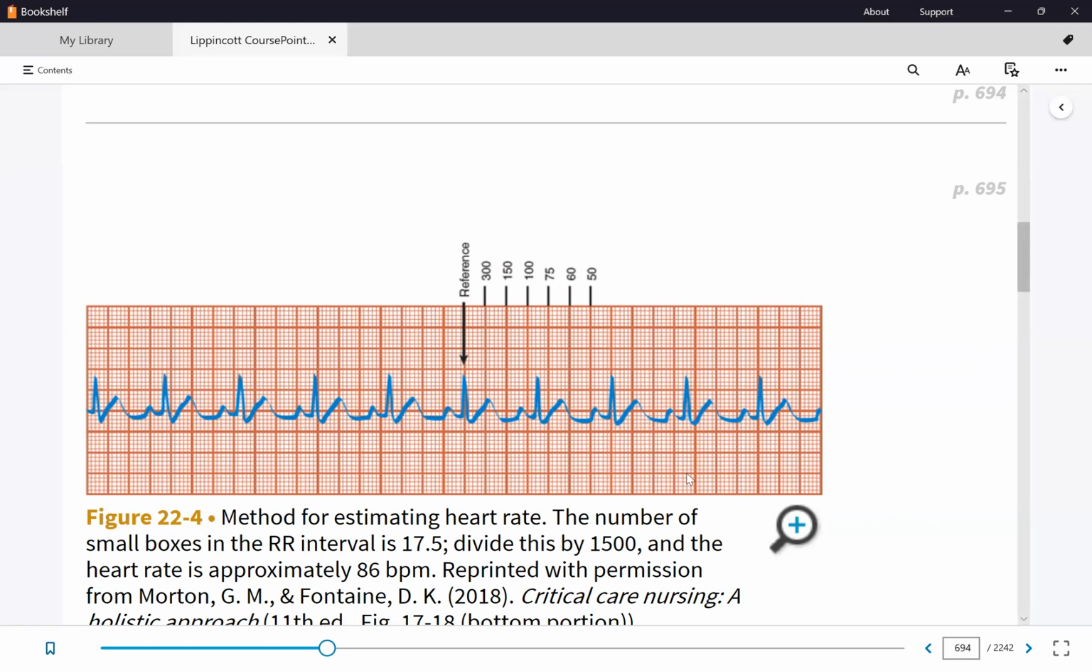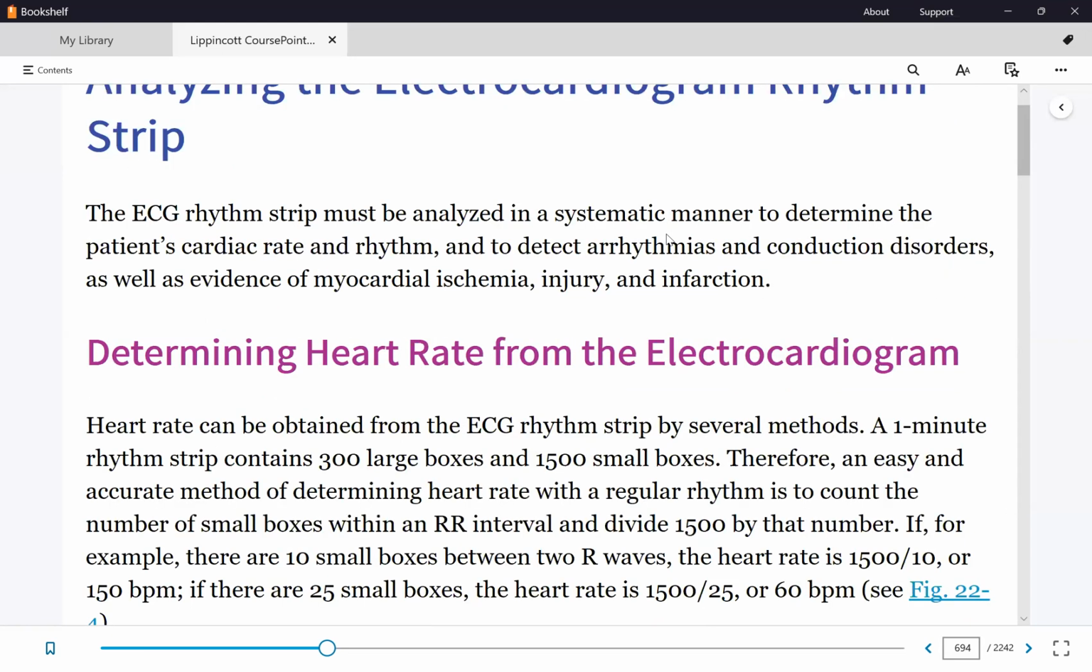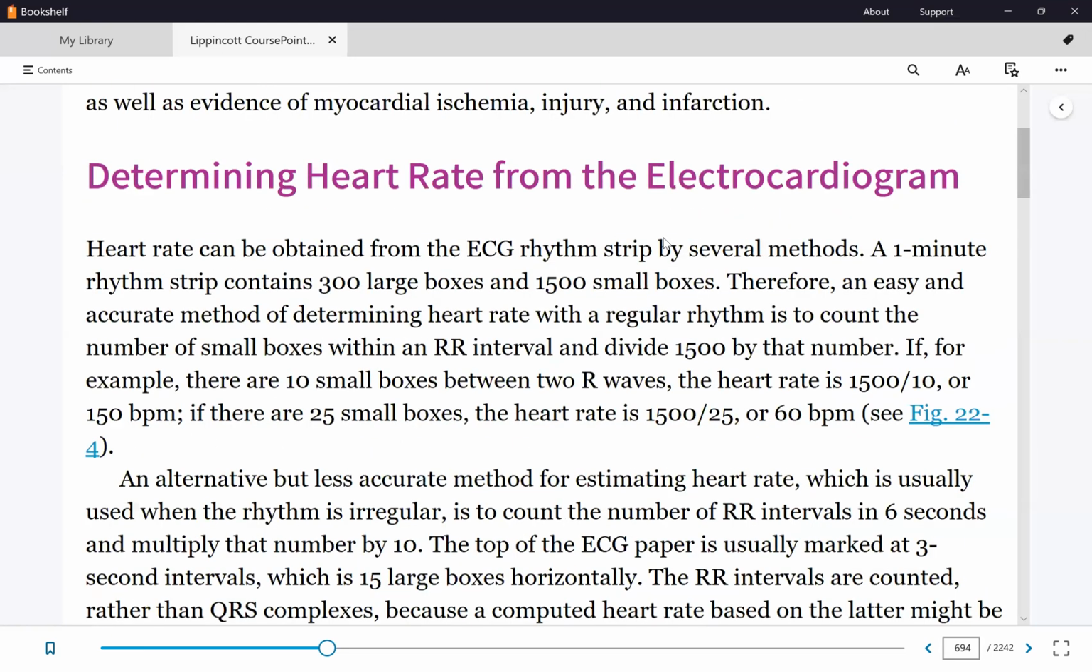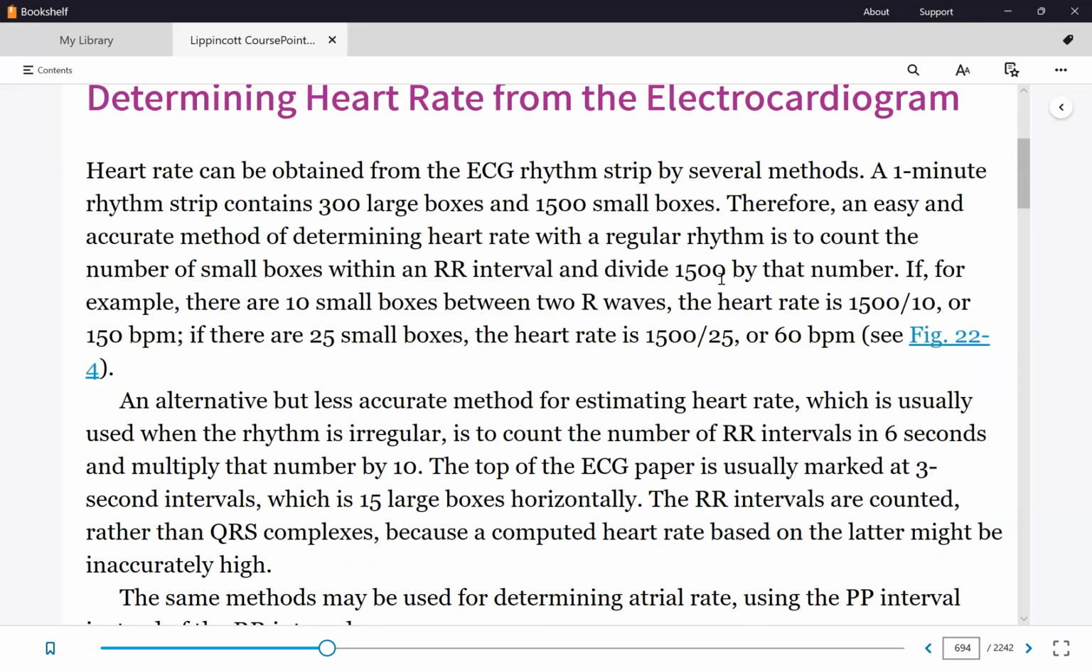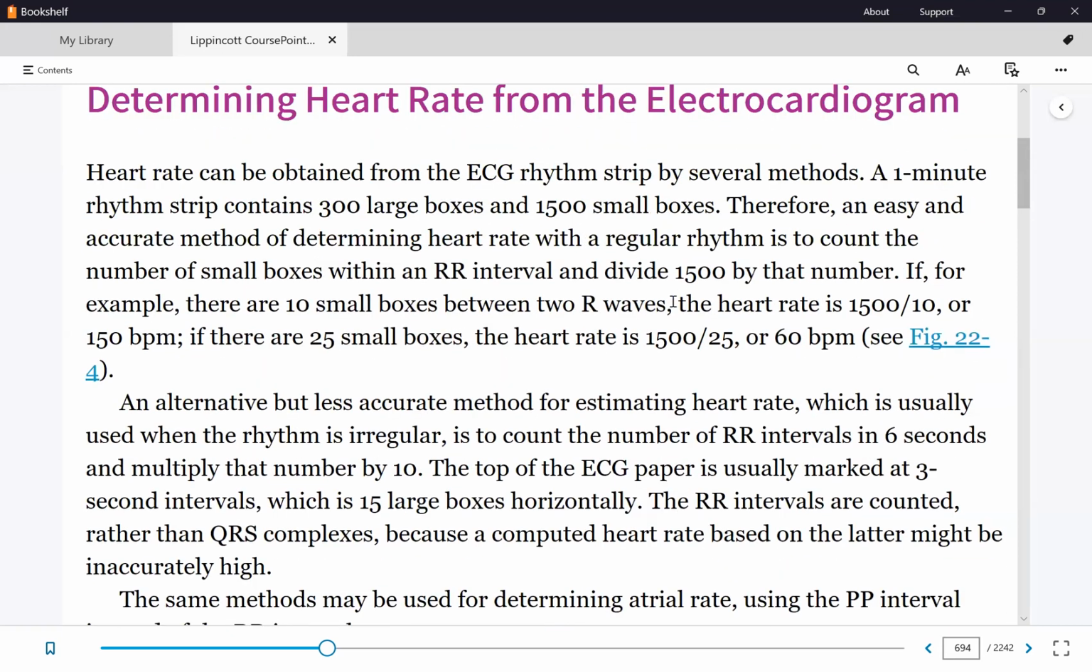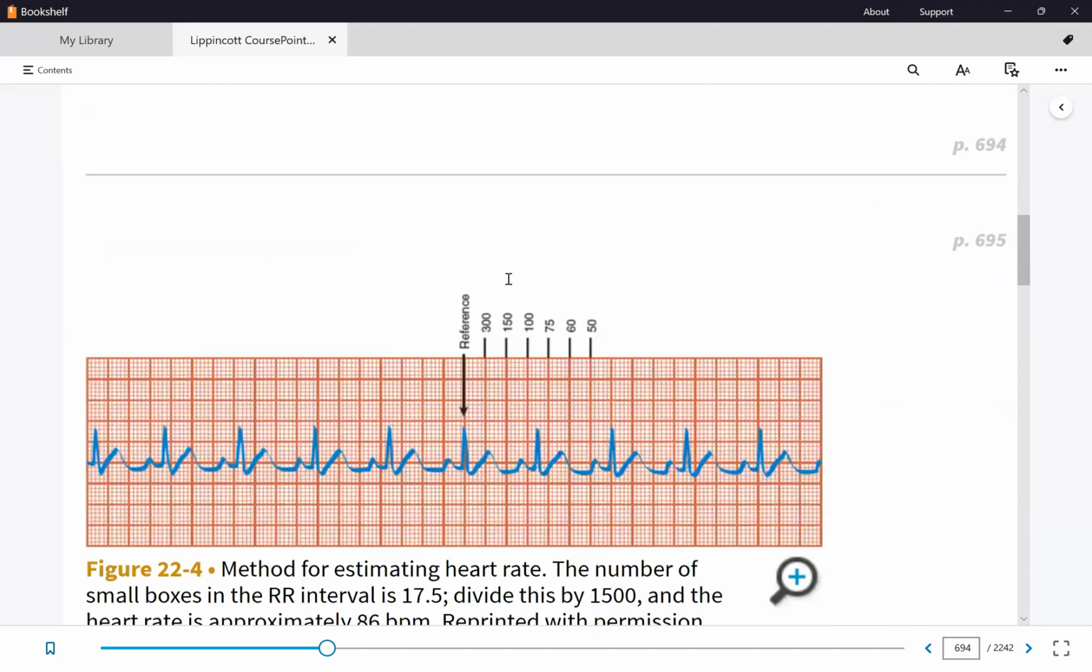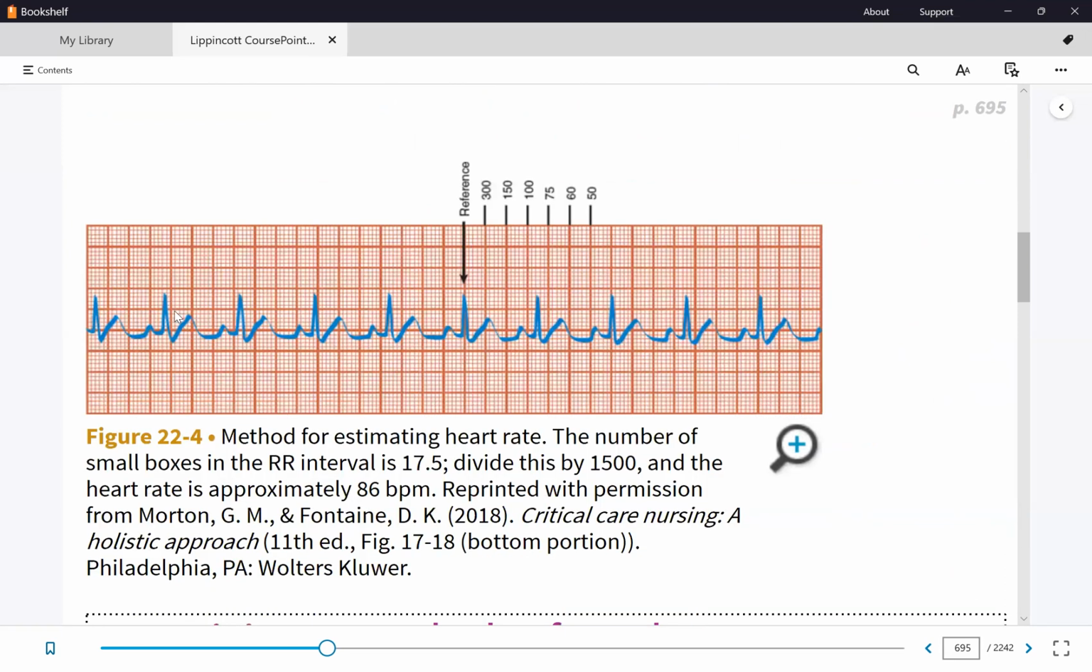Let's go try another method. So we said there are how many small boxes in 1 minute? 1,500. Okay. In order to use this method, we're going to count small boxes between an R and R interval. Which one is the R wave here? These pointy things, yeah? These are R waves. You're going to count the number of small boxes between 2 R waves and divide that into 1,500. Why did we get 1,500? Because that's how many small boxes are in 1 minute.